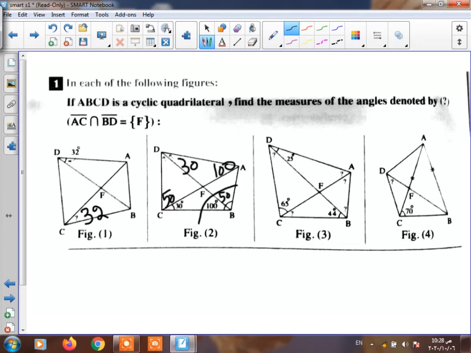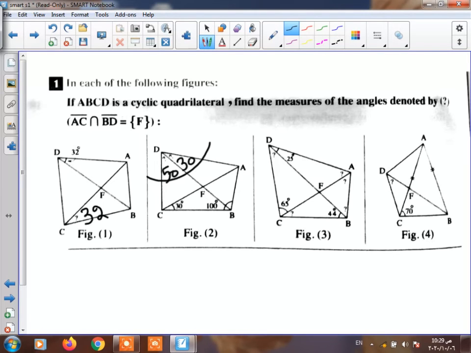Let me solve it again. This angle is 30, so this angle also is going to be 30. And all of this angle is 100, so this whole is going to be 180 minus 100 directly, instead of getting the 30. So this is 80. This is 30, so this is going to be 50. So this angle is 30 and this angle is 50.